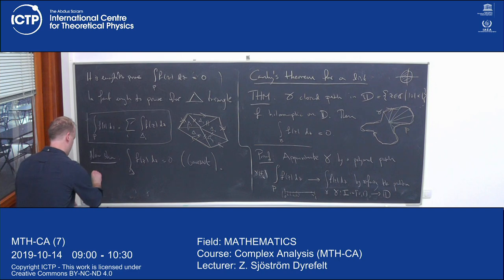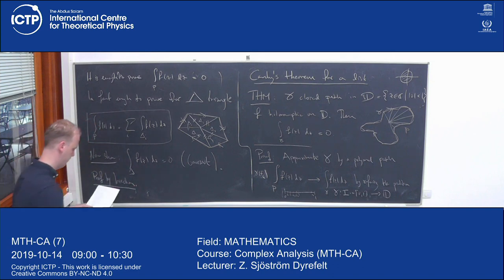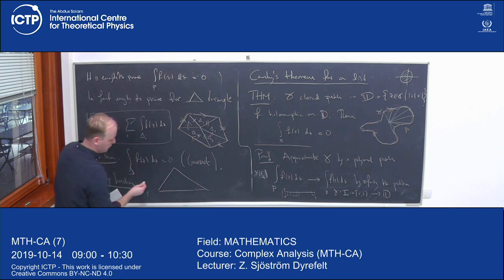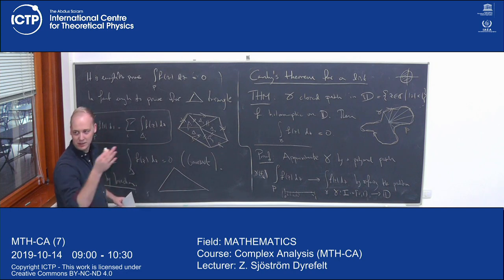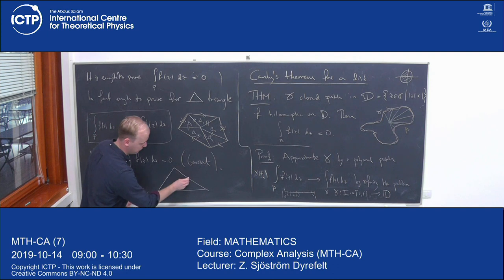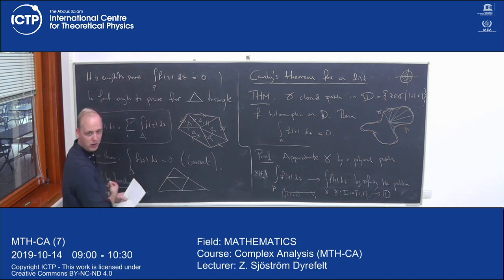The proof is by bisection. This is the name of the method, proof by bisection. So you have a triangle. Bisecting means you divide into equally large parts. So you take every side and you divide it in two, in the middle. Of course you can do this. And then you connect these points, and it makes a subdivision into four triangles.